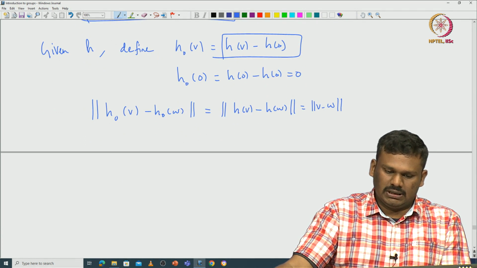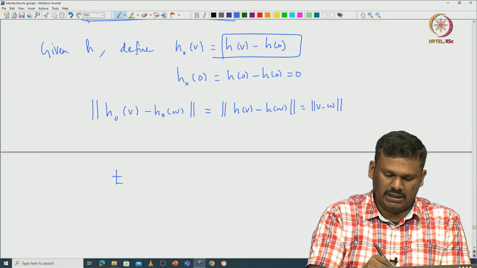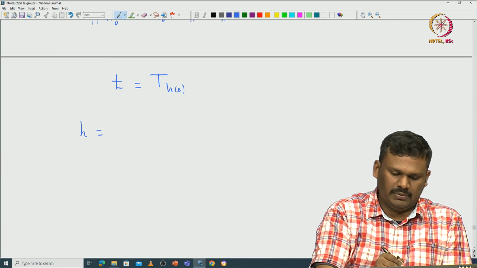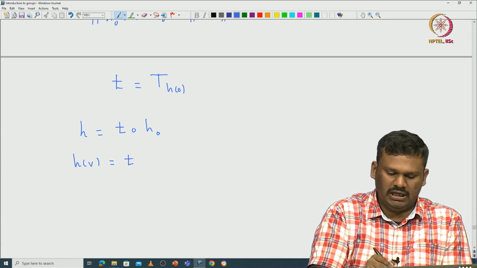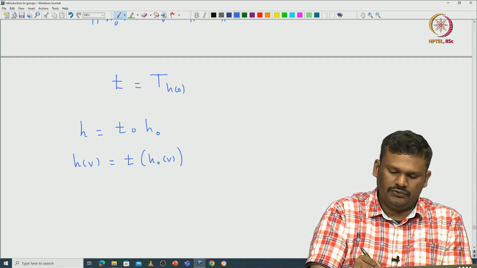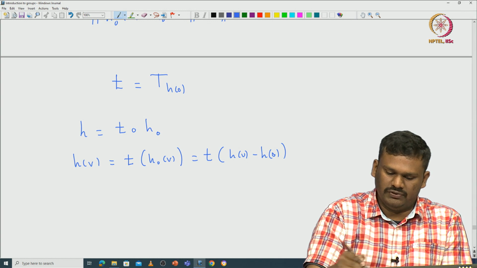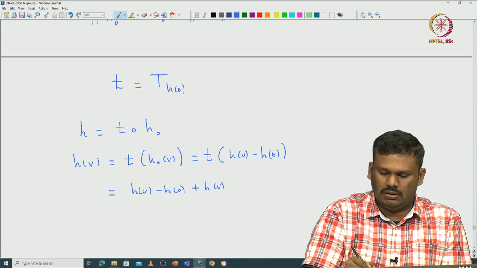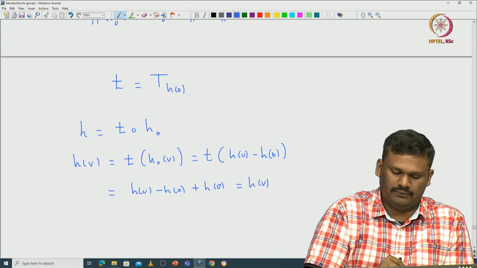So, that says that H naught is an isometry which fixes origin. Now if you take this translation T to be the translation by H of 0, then you can see that H is given by T composition H naught, because H of V is going to be T of H naught of V, which is T of H of V minus H of 0. So, which is exactly H of V minus H of 0 plus H of 0, because T just translates by H of 0. So, then you get back H of V.